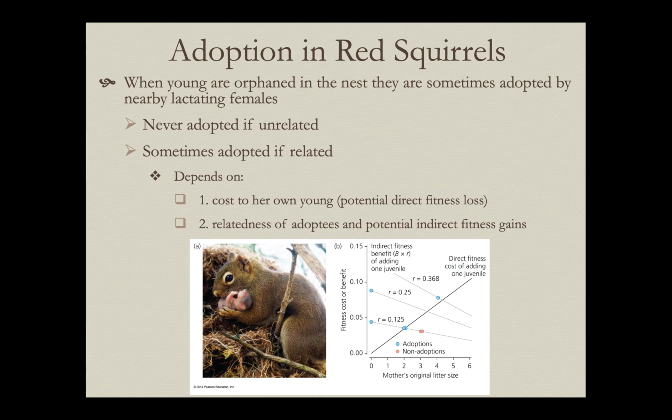If there is a relative nearby, though, it depends on a couple of things. First, does she have enough milk to share with these other pups? So that's going to depend on the number of offspring that she has. So what is the cost to her own young? Because that could potentially give her direct fitness losses. But then also, what does she have to gain? What is the relatedness of these pups that need to be adopted? And so what is her potential indirect fitness gains?